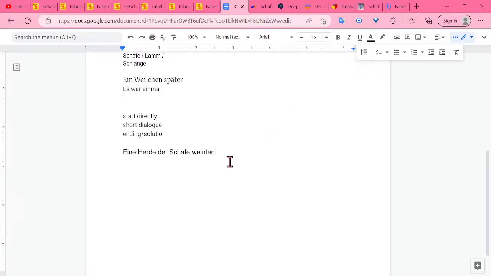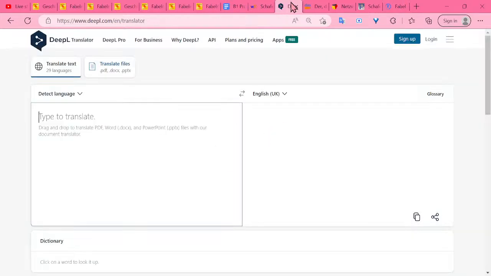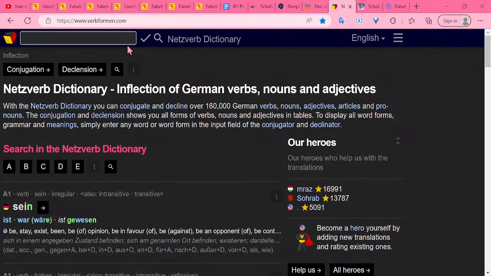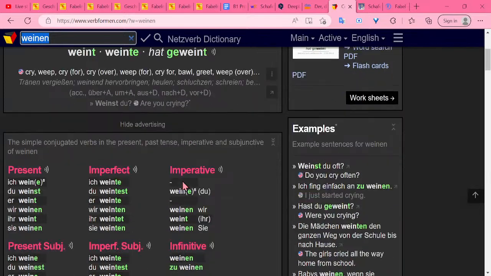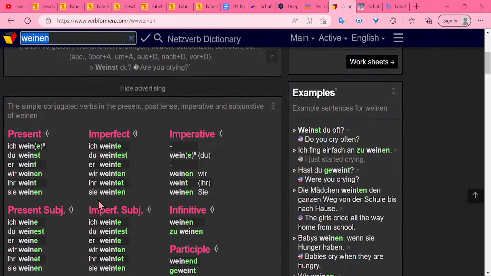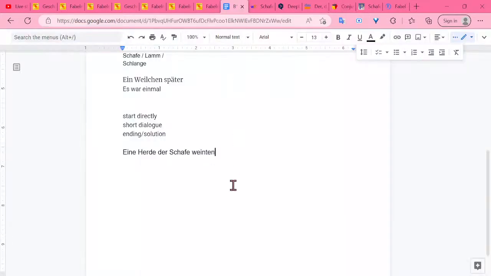So, eine Herde der Schafe weinten. I'm just going to check if that is correct. Weinen, it becomes weinten. Great. Sie weinten. Warum weinten sie? Weil ein kleines Lämmchen starb.